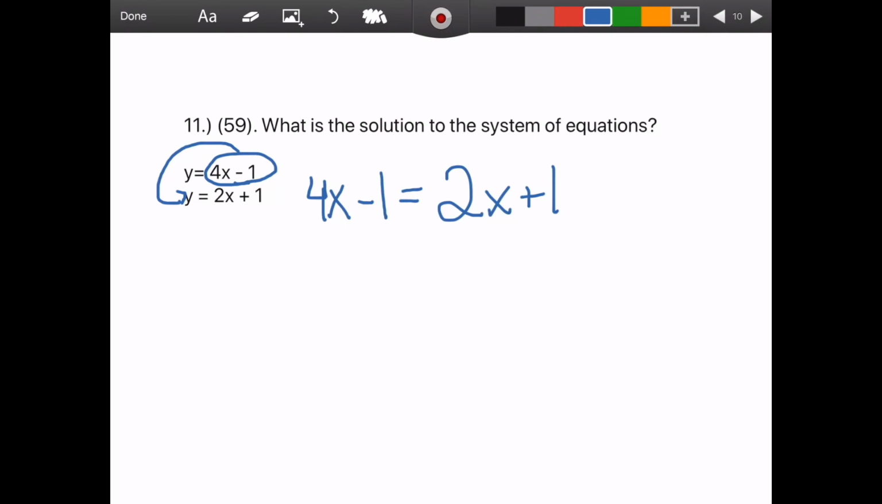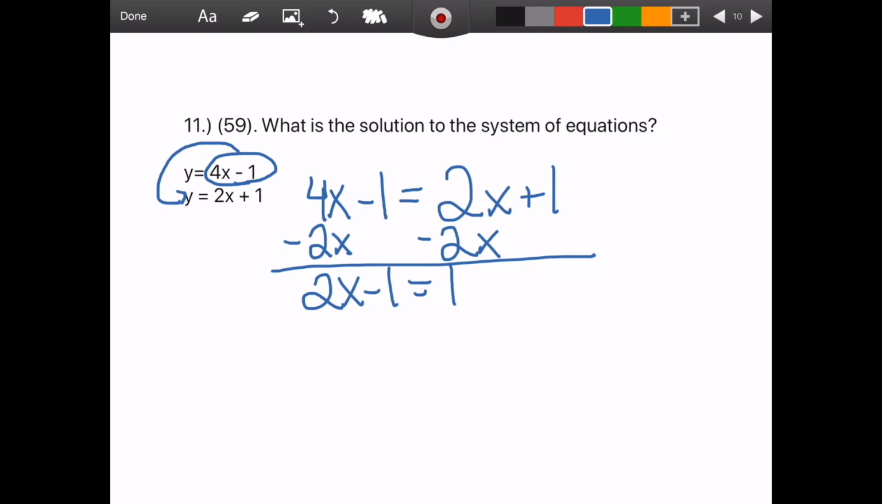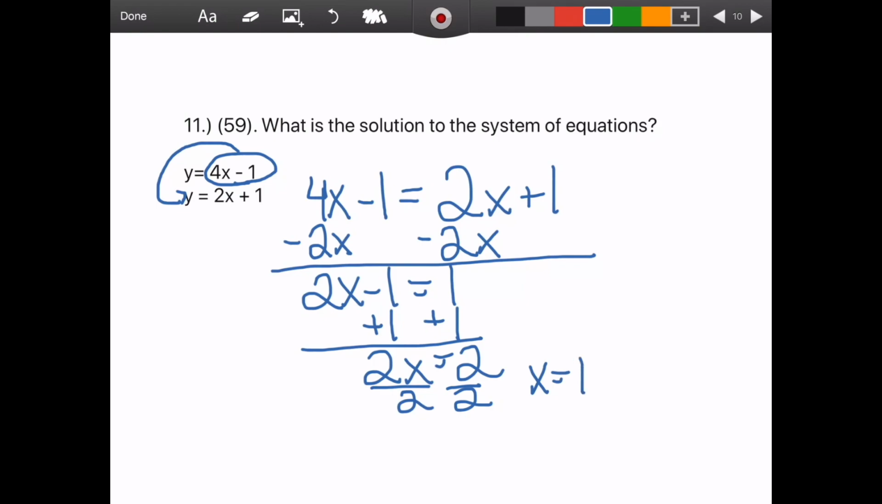So I'm going to get all my x's on the left side by subtracting 2x from the right and then subtract it from the 4x on the left. So I have 2x minus 1 equals, and then just a 1 over here, and then add 1 to both sides. So I have 2x equals 2, and then divide by 2. So I have x equals 1. So for part of my solution, I know my x value is 1. Now I need to find the y.